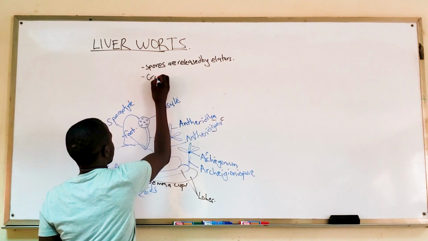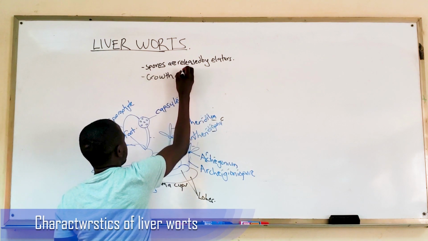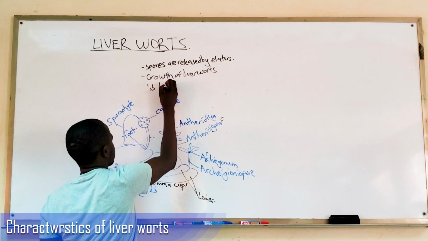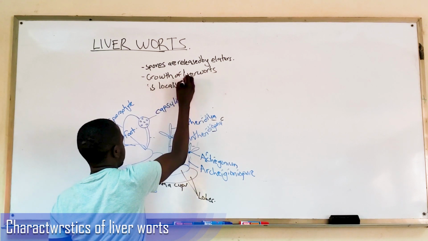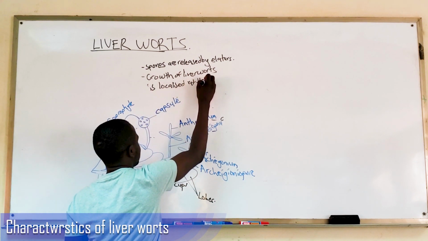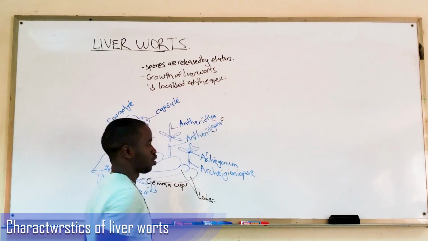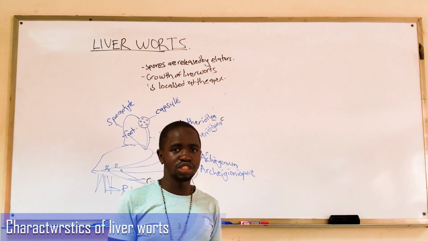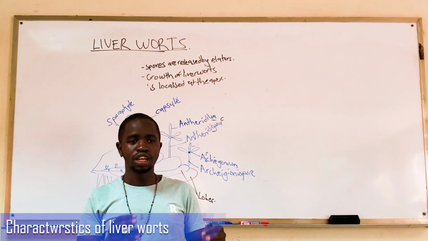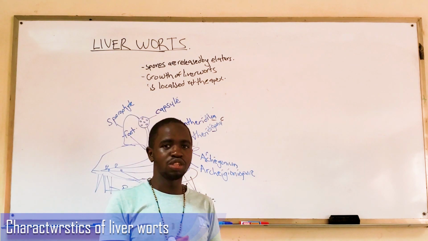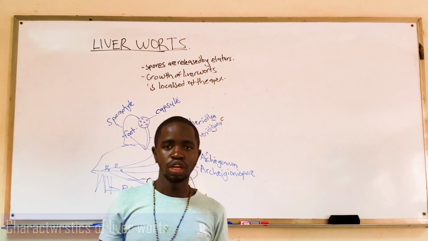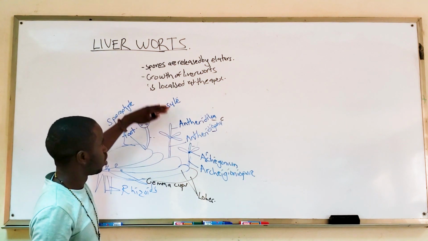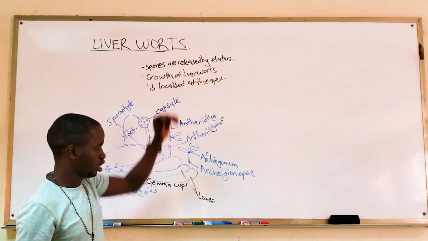Then, lastly, the growth of liverworts is localized at the apex. Why at the apex? At the apex we have the apical cell. Remember the apical cell theory, the apical meristem theory, which says that the meristem is one cell that will continue dividing but at specified points, as we shall be discussing later. So these have their meristems at the apical surface, and that is where growth takes place.